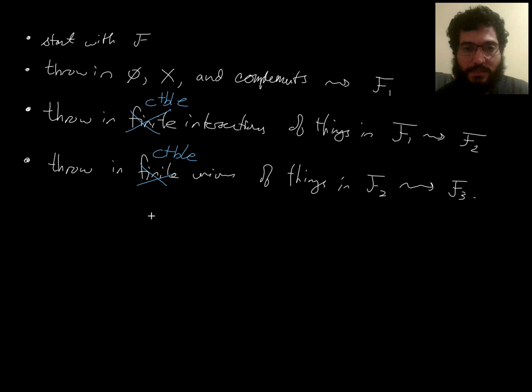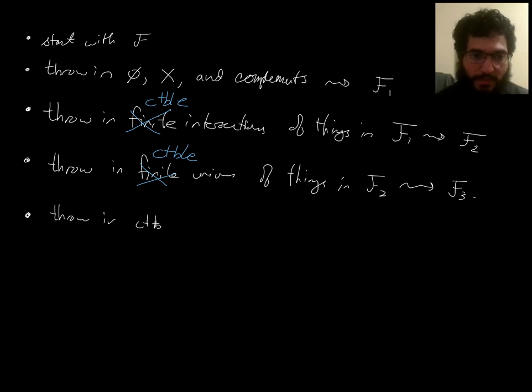Okay, well, you might still try something else here. So throwing in countable unions of things in F2 and getting F3, the problem was that put us in a position where it's not closed under countable intersection, right? That's what we just ran into trouble with, trying to show that it's closed under countable intersection. It's not necessarily. So how about we throw in countable intersections again? Then it's closed under countable intersection.